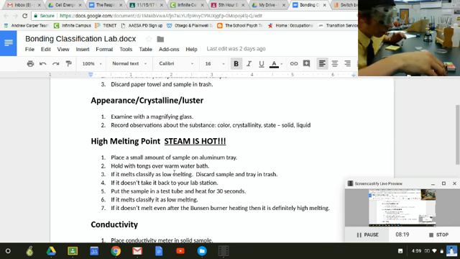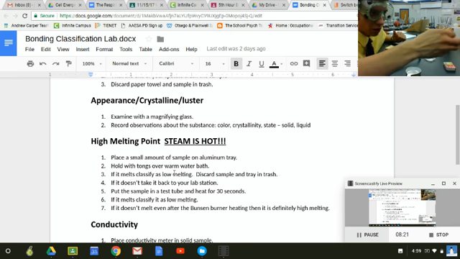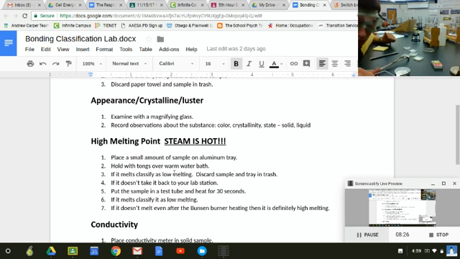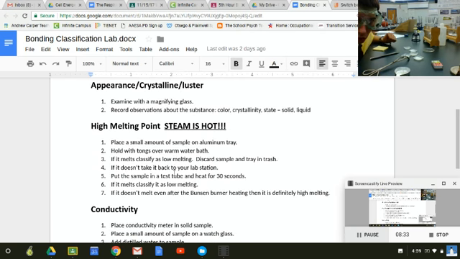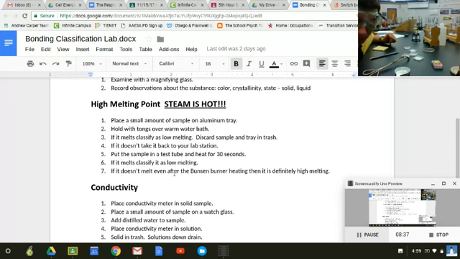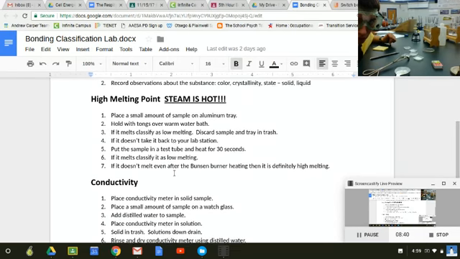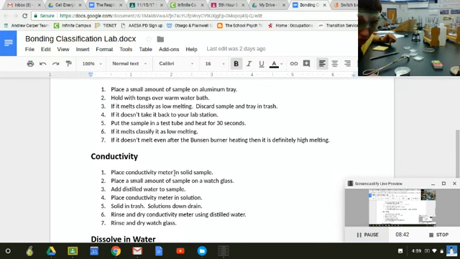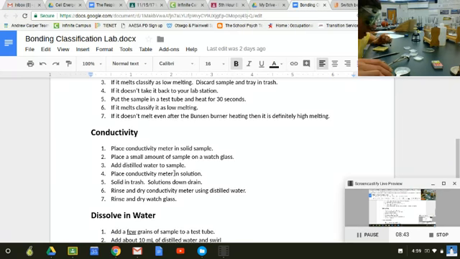If it melts in the hot water bath, or if it melts on the Bunsen burner, we're going to consider that a low melting point, because in 30 seconds, the Bunsen burner doesn't get it so hot. So then, if it doesn't melt, you're going to classify it as high melting, and that is the 3rd station. 4th station is conductivity. Does it conduct electricity? So you have these watch glasses here.